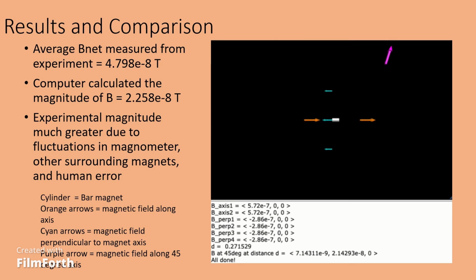Alright, so here are the results of the experiment as a whole. You can clearly see that the average magnetic field measured from the experiment was much greater than the magnetic field calculated from the Glowscript code. This could be due to other magnetic fields affecting the actual experiment, fluctuations in the magnetometer, and just human error in general. There's a picture of the Glowscript code, and it shows the direction of the magnetic field and what it looks like at a 45-degree angle. If you look at the magnet, the north positive side of the magnet would be on the right side, and the south pole would be on the left side of the magnet.